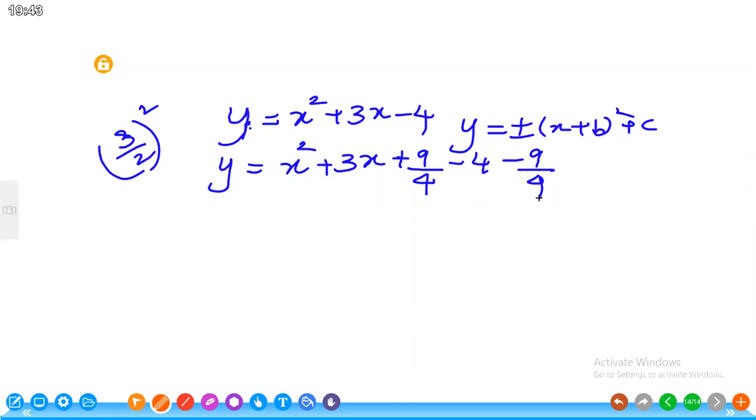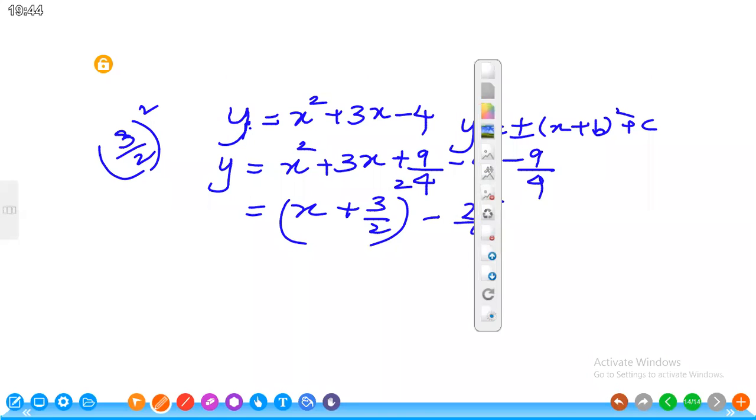When converting into a perfect square, you have to add the half of the coefficient of x and then square it. Half of the number is 3 by 2, and the square is 9 by 4. So add 9 by 4, and to get rid of it, subtract the 9 by 4. Then you get (x plus 3 by 2) whole squared, and 4 into 4 is 16, 9 minus 16 gives negative 25 by 4.